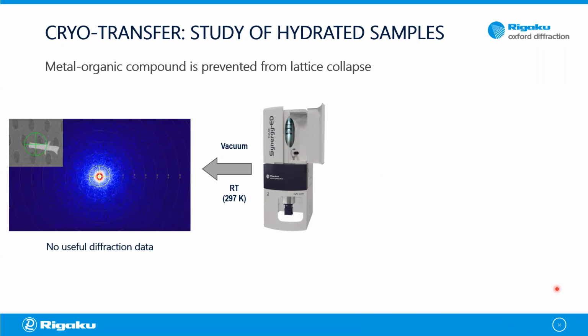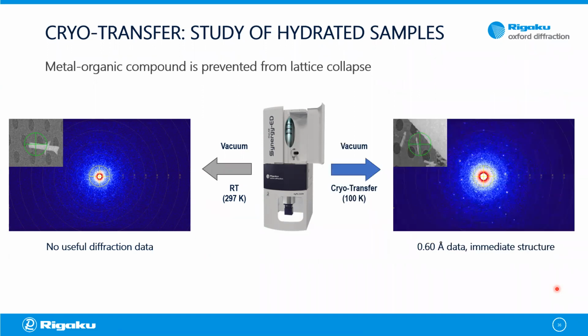Another example, so we are not only able to do it on really small organic molecules, we could also do the same with metal organic frameworks. Again, under high vacuum and room temperature, we almost see no diffraction. If we now use our cryo transfer holder, it diffracts beautifully, even to 0.6 angstrom. We could get the immediate data.